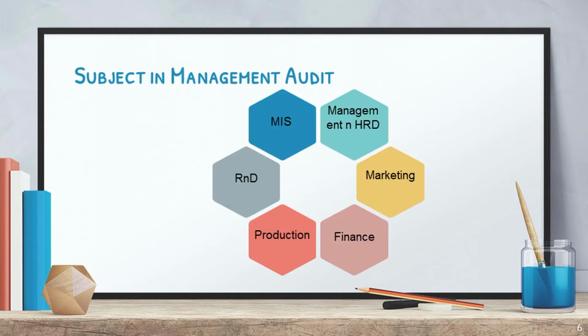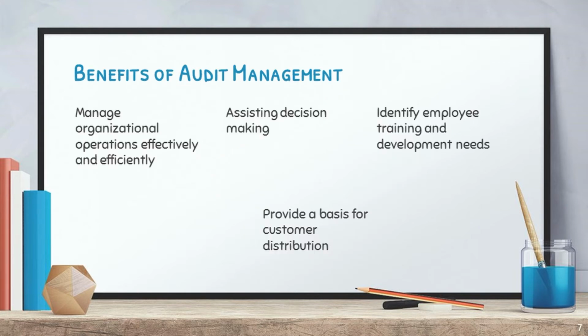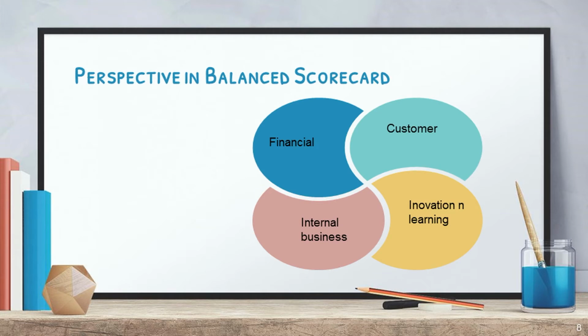Okay, now we go to the subjects in management audit. There are 6 common subjects in management audit. The first is management and human resource development. Second, marketing. Third, finance. The fourth, production. Fifth, R&D or research and development, and the last is MIS or management information system. There are 4 benefits of management audit. First is to manage organizational operations effectively and efficiently, assisting decision making, identifying employee training and development needs, and providing a basis for customer distribution. And now we go to balanced scorecard.